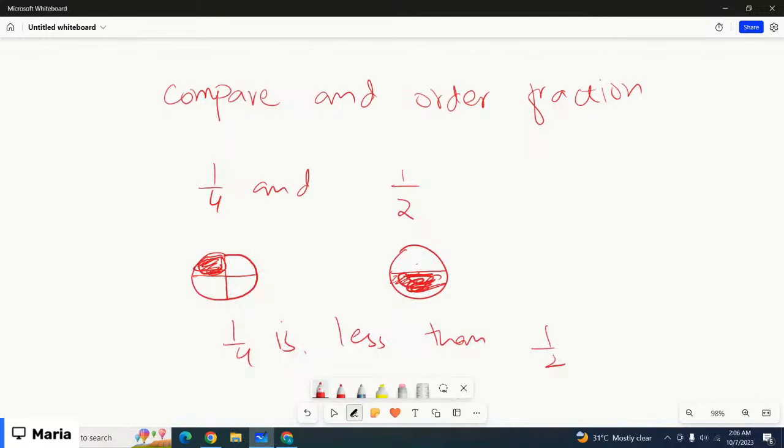The next one is 1 by 9 and 4 by 9. When fractions have the same denominator, it is very easy to compare them. You just have to see their numerators. So 1 is less than 4, so obviously 1 by 9 is less than 4 over 9. That's how you compare the fractions. And when you compare the fractions, you can order them easily because you know which one is less and which one is greater.